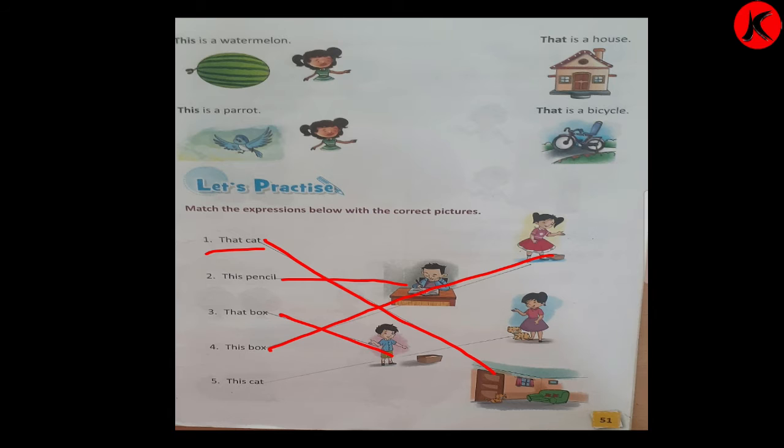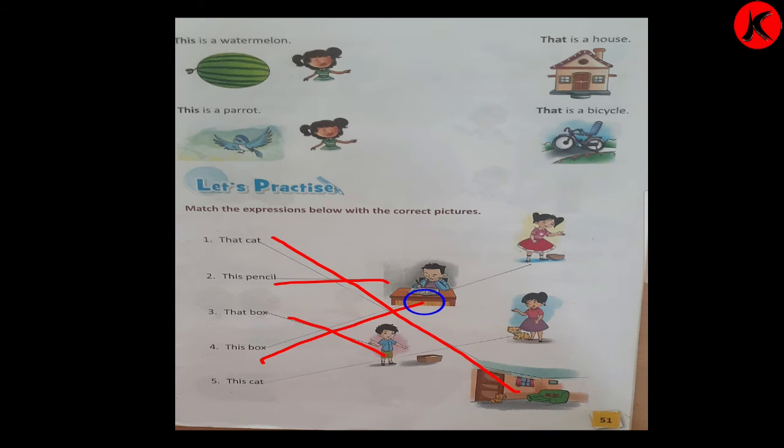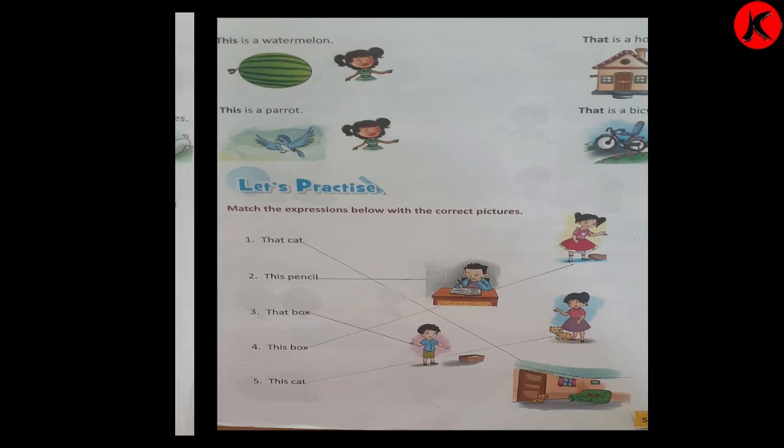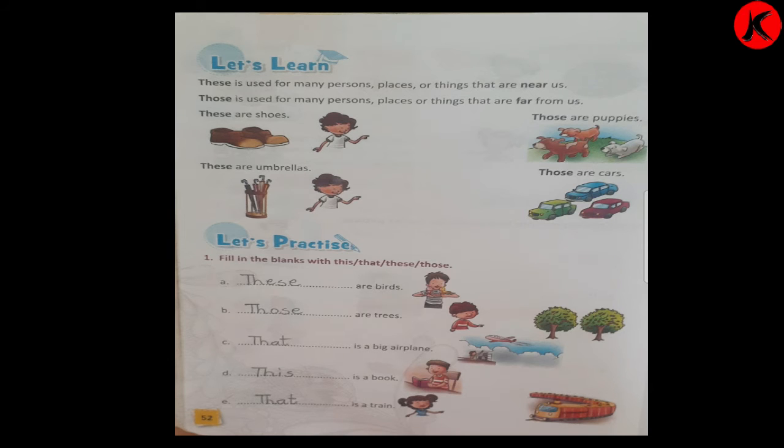This cat, the cat is very near to the girl. So this cat. Once again we will do this exercise of matching. That cat, this pencil, that box, this box, this cat. Now we will go to the next page over here. These, now.